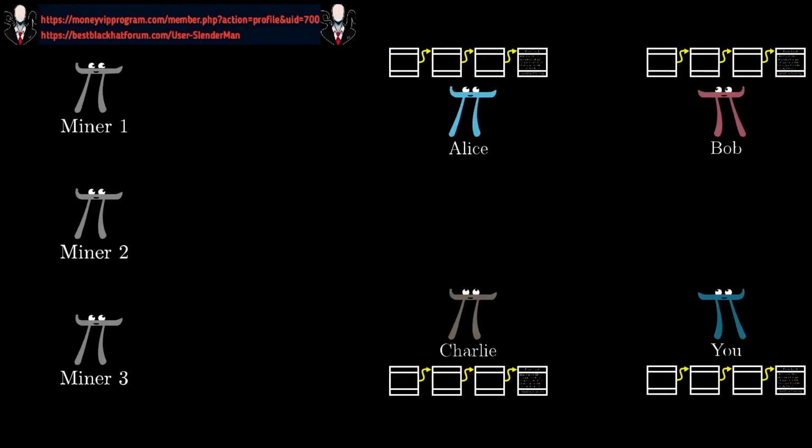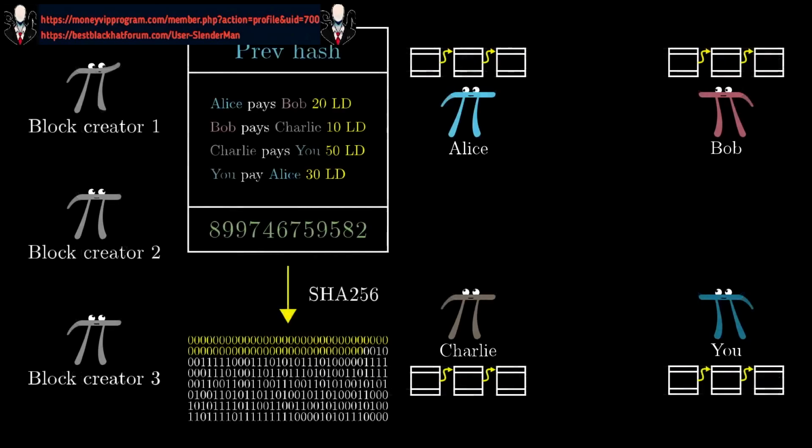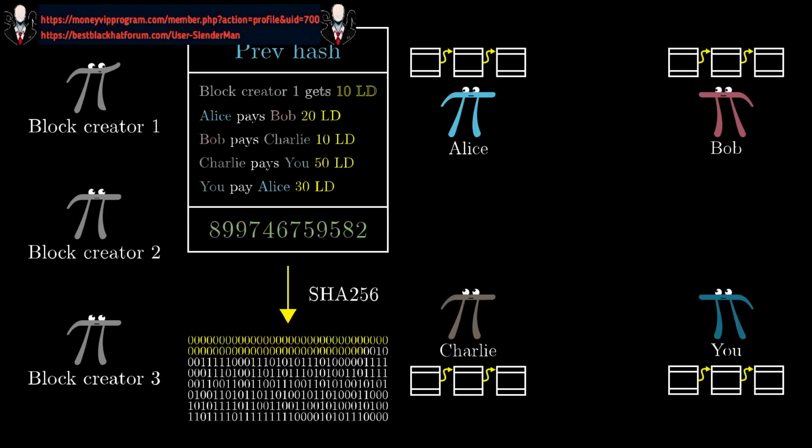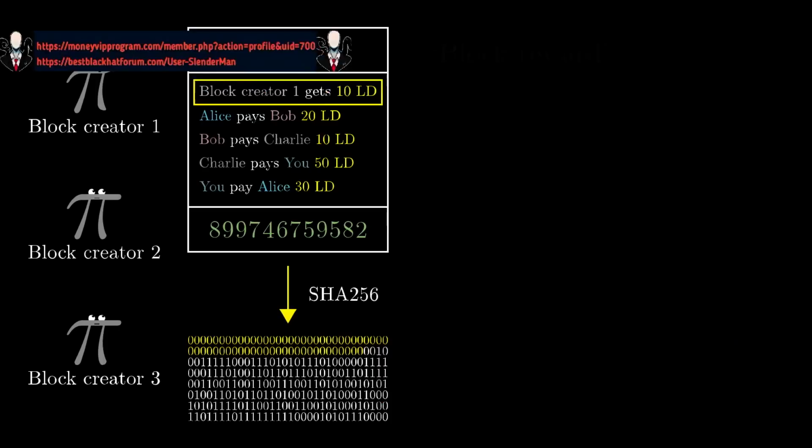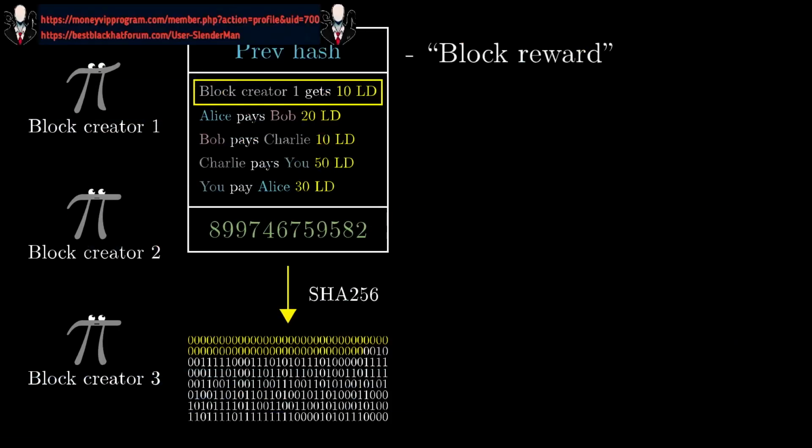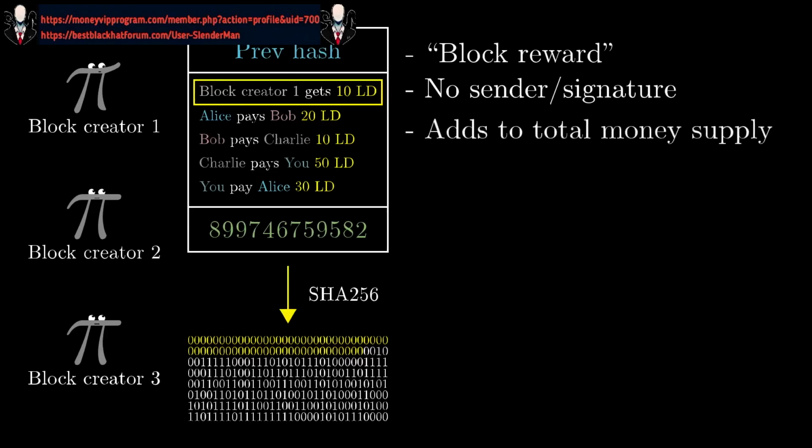To reward a block creator for all this work, when she puts together a block, we'll allow her to include a very special transaction at the top of it, in which she gets, say, 10 ledger dollars out of thin air. This is called the block reward, and it's an exception to our usual rules about whether or not to accept transactions. It doesn't come from anyone, so it doesn't have to be signed. And it also means that the total number of ledger dollars in our economy increases with each new block.